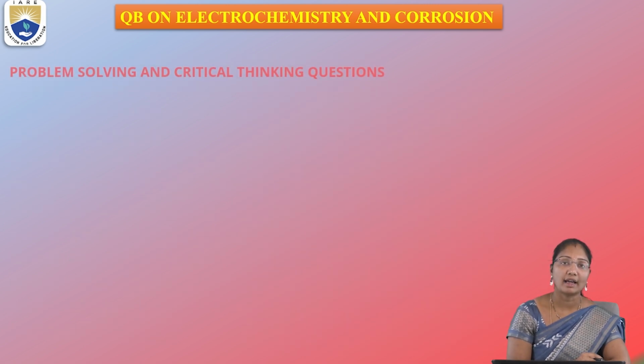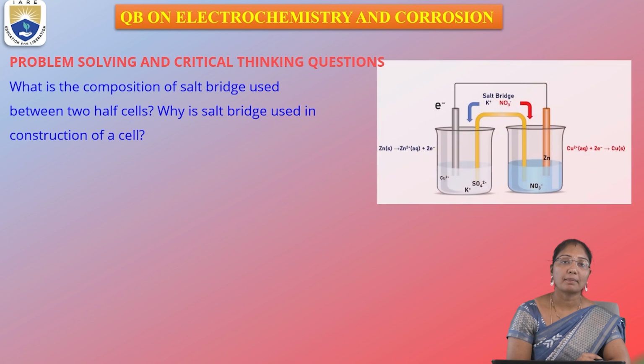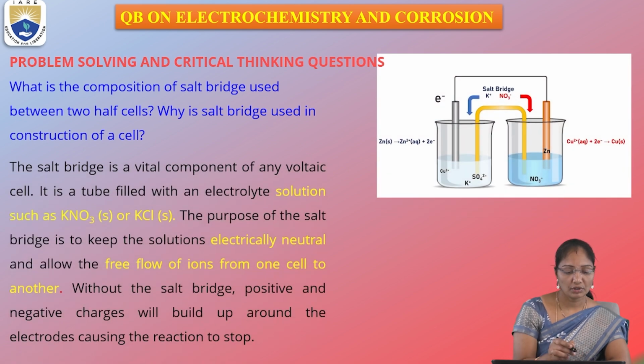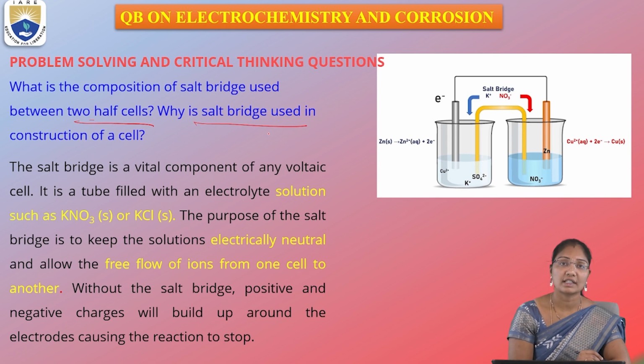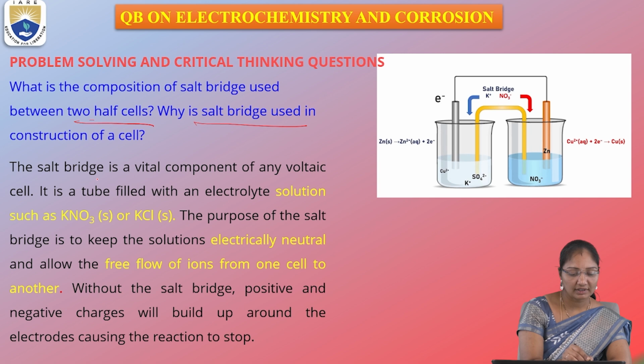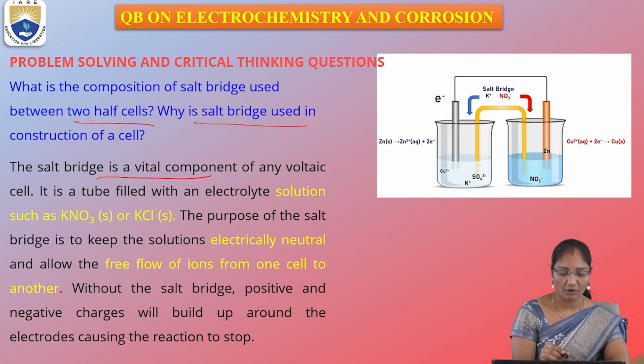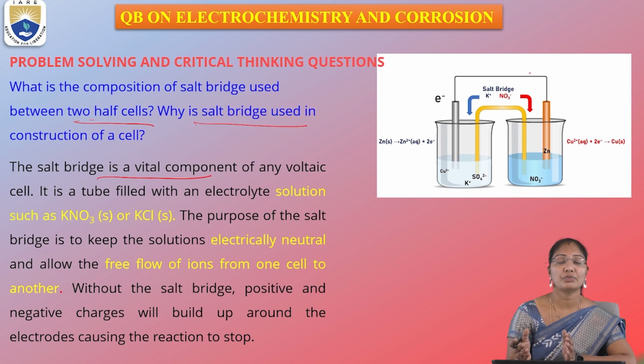Moving to another question: what is the composition of the salt bridge used between the two half cells, and why is a salt bridge used in the construction of a cell? The salt bridge is a vital component of any voltaic cell. There are two electrodes, one anode and one cathode, each dipped in its respective solution. The salt bridge is connected between the anode and cathode containers.